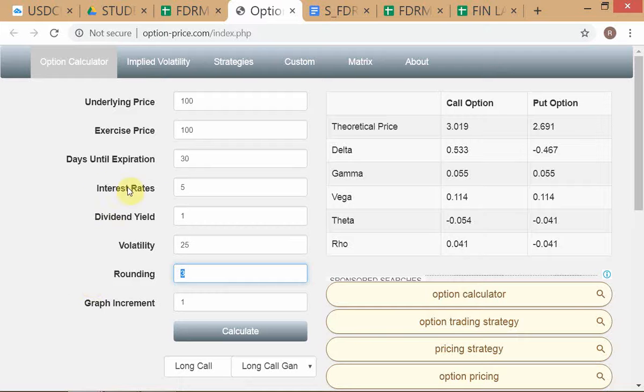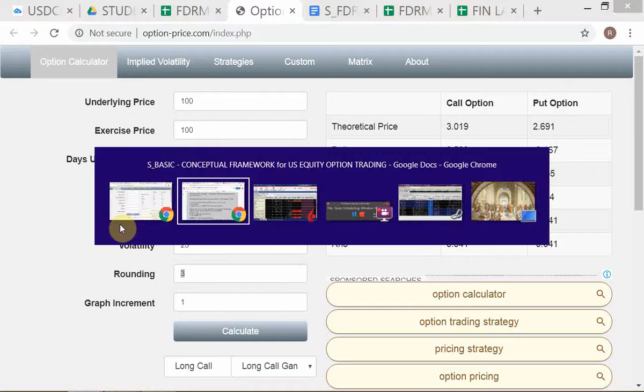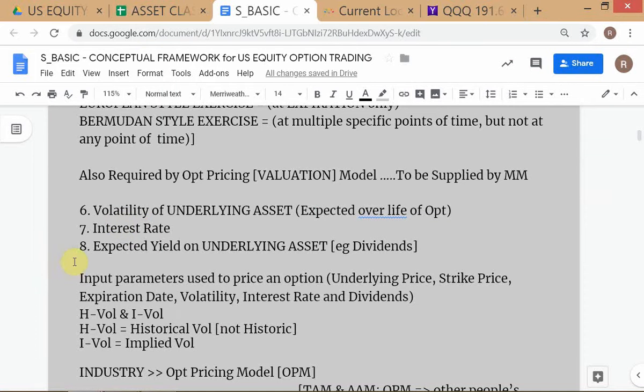What we really want to know is what is the interest rate, and we don't want to just talk about dividend yield, because dividend is only paid by stocks. That's why I have talked about the expected yield on the underlying asset. So these two are actually quite similar.